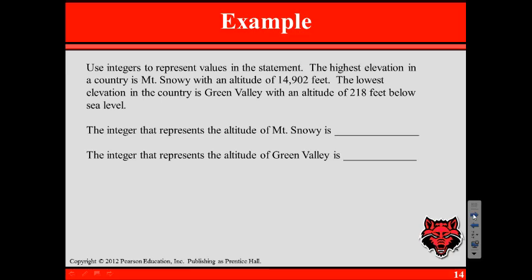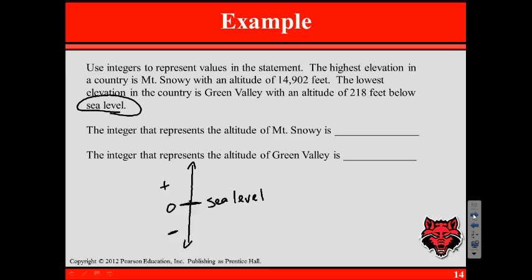The highest elevation in a country is Mount Snowy with an altitude of 14,902 feet. The lowest elevation in the country is Green Valley, with an altitude of 218 feet below sea level. Now this piece is important, sea level. Let's draw a picture to see what that means. Sea level, we say that's 0. Heights above sea level are positive. Heights below sea level are negative.